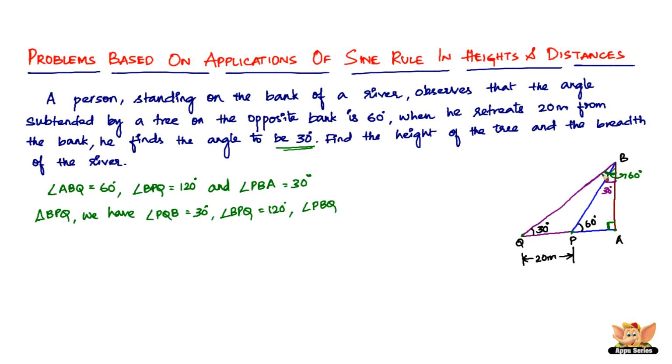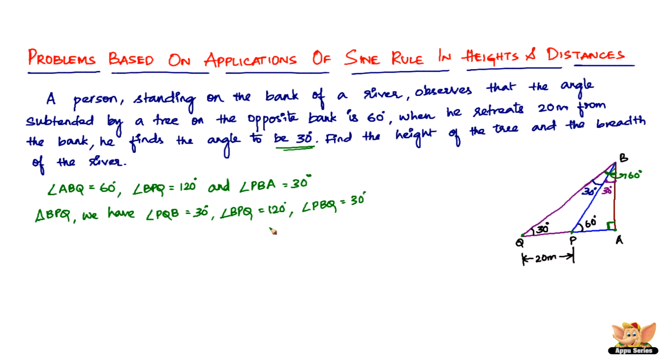So here we've got PBQ. So we're just considering only this triangle now. We've got 120, we've got a 30. 120 and a 30 makes 150 degrees. Subtracting 150 degrees from 180 degrees gives you 30 degrees. So this particular angle is again 30 degrees, right? So now we have angle PBQ equal to 30 degrees.